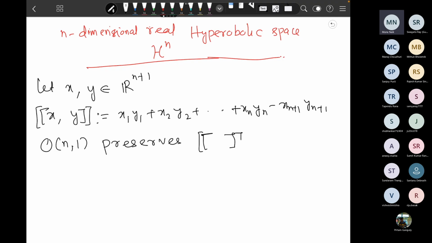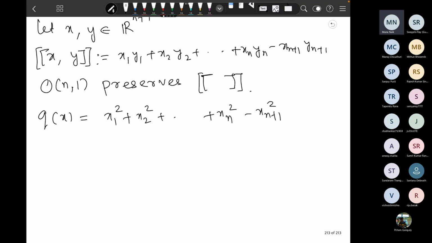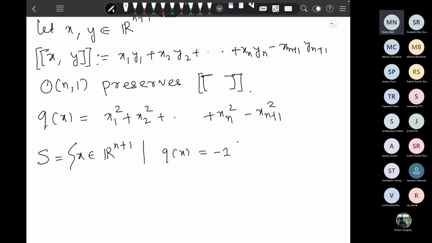This is also a symmetric bilinear form. So what will be the quadratic form? It will be q(x) = x1 squared plus x2 squared plus ... plus xn squared minus x_{n+1} squared. I take this set S: x belongs to R^{n+1} such that q(x) is equal to -1. We will draw the picture later.